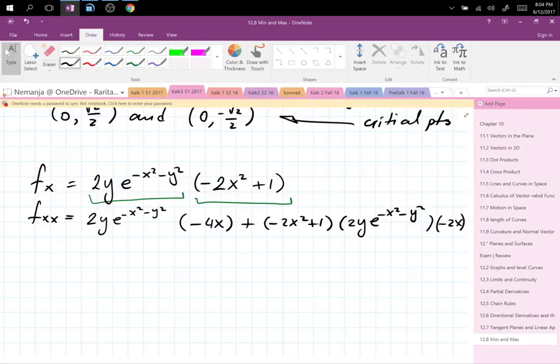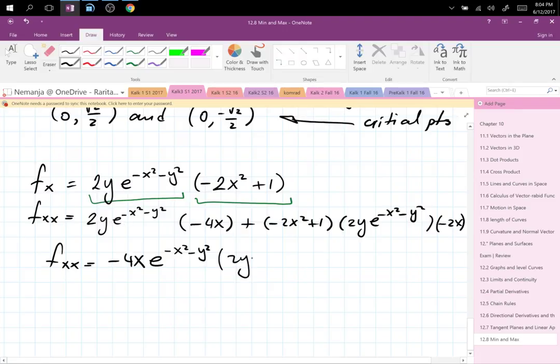And now to simplify. If you carefully observe, we can factor out negative 4x. So f_xx is -4x e^(-x² - y²), and then what's left? From the first term, this is out, this is out, so 2y. From the second term, the entire parenthesis, and then a y, because this 2 and this negative 2 make a negative 4x.